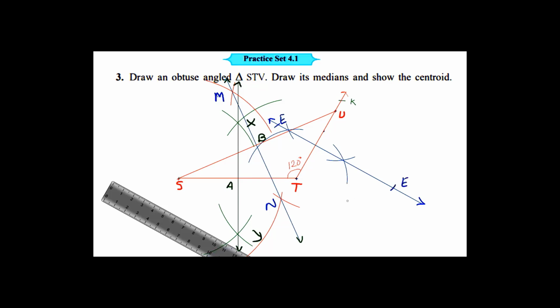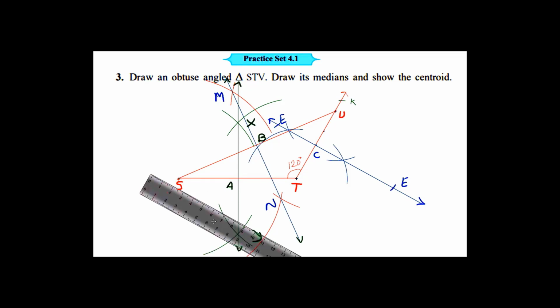Line EF intersects side TU. Give the name of this point. This one is point C. Therefore, point C is the midpoint of the side TU. We know that median means the segment joining the vertex of a triangle and the midpoint of its opposite side. Let us join the midpoint and vertex of the given triangle. Do it one by one.